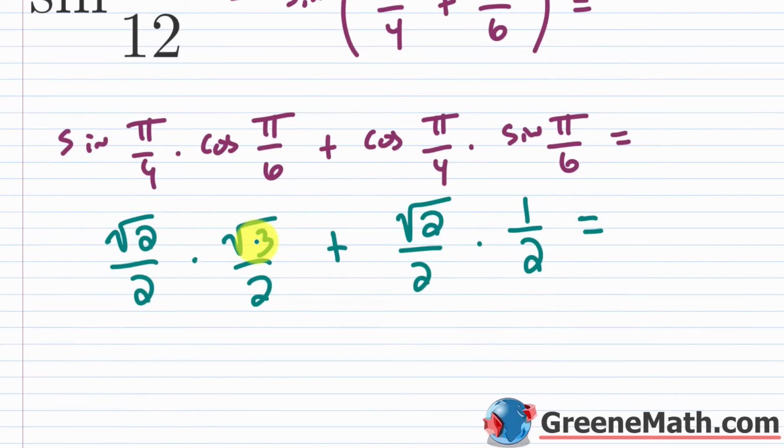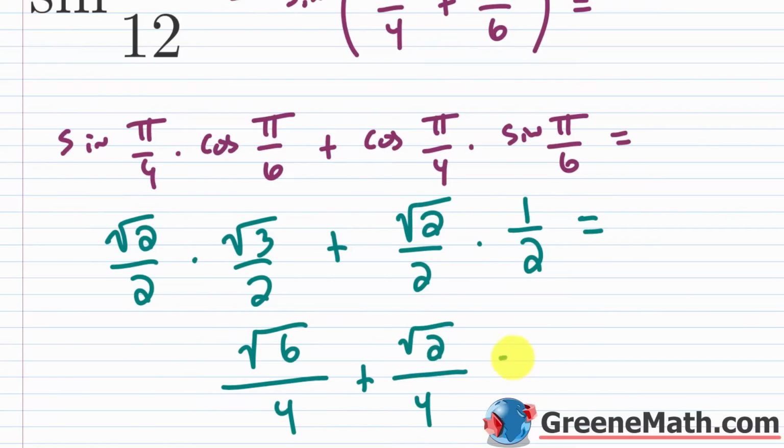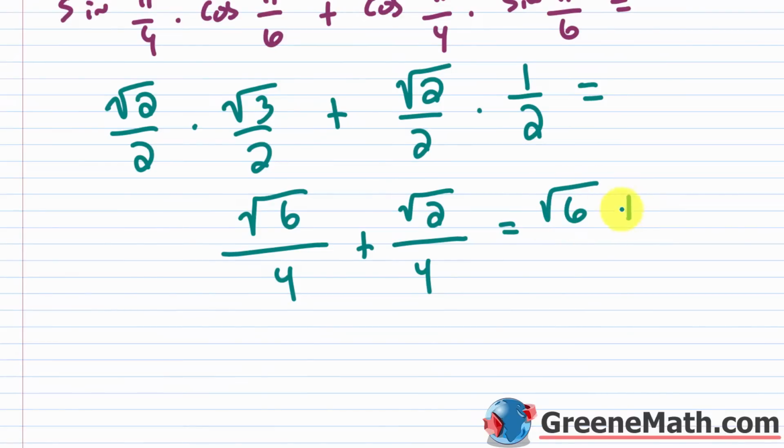So square root of 2 times square root of 3 is the square root of 6. This is over 2 times 2, which is 4. Then plus square root of 2 times 1 is the square root of 2. This is over 2 times 2, which is 4. So this gives me the square root of 6 plus the square root of 2 over the common denominator of 4.